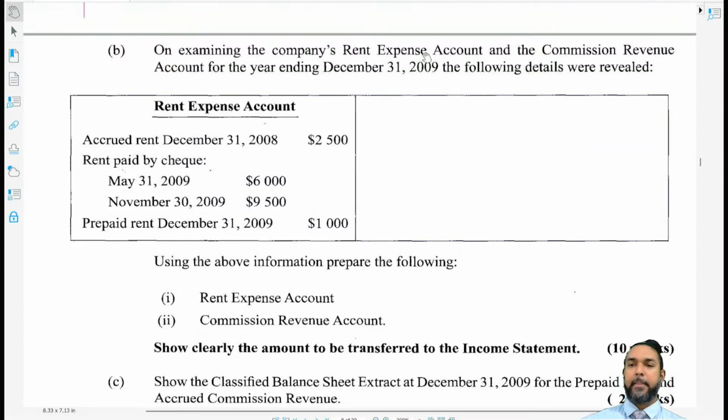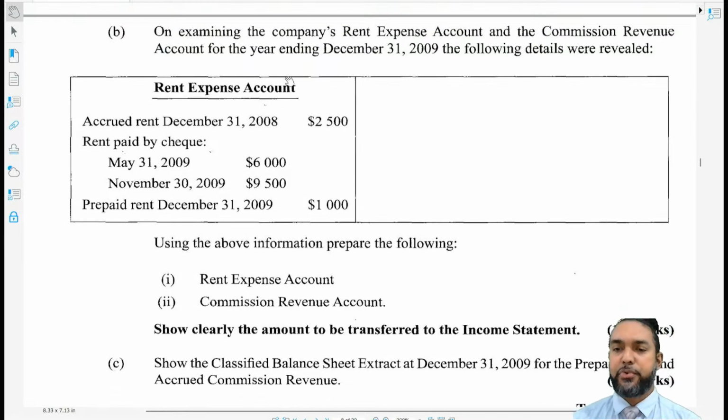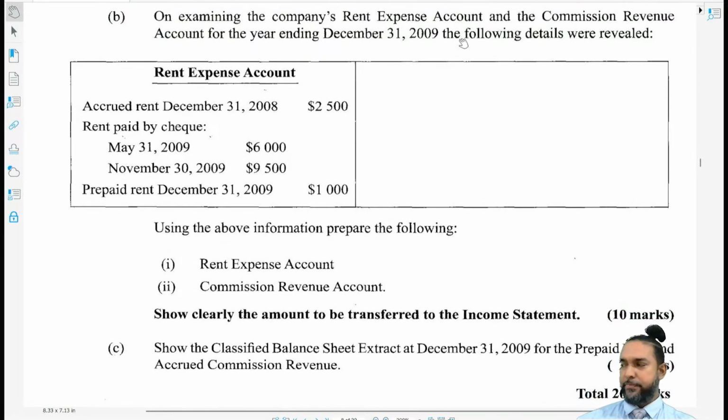Okay, cool. All right. So on examining the company's rent expense account, forget commission. We'll come back and redo the revenue accounts when we do those. So on examining the rent expense account for the year ending December 31st, 2009, the following details were revealed. Accrued rent, December 31st, 2008, 2,500.